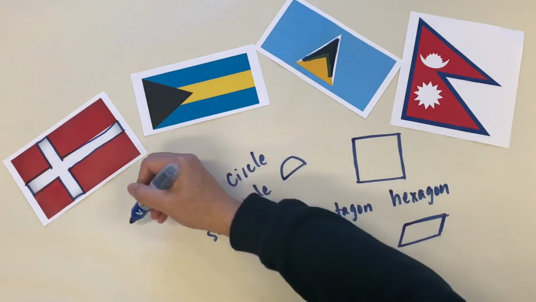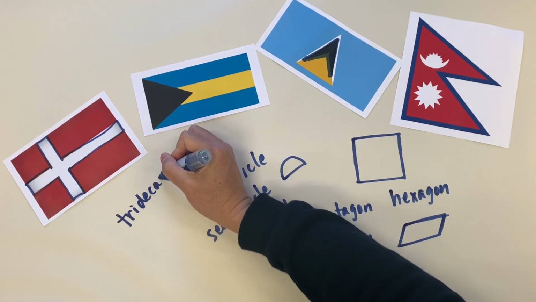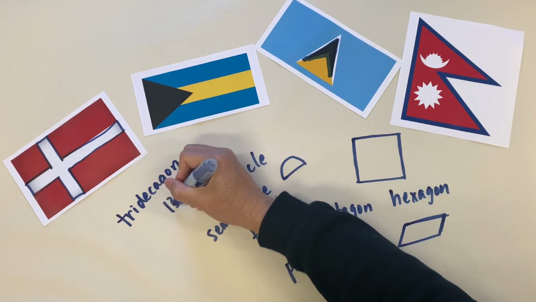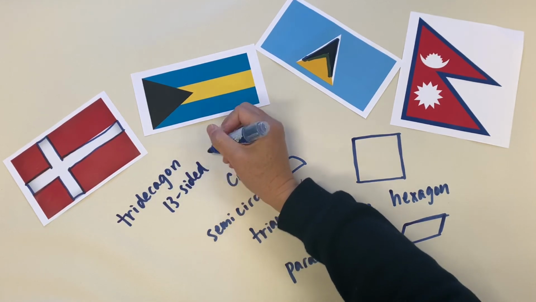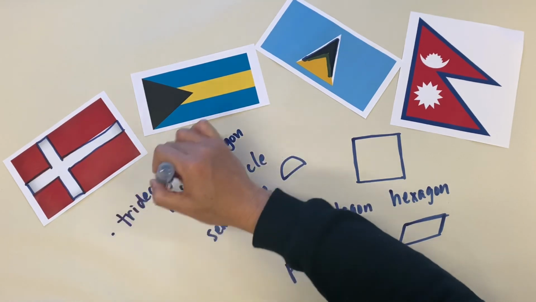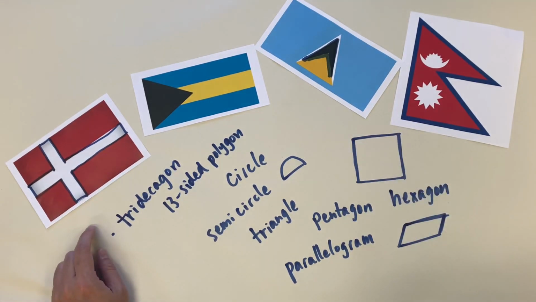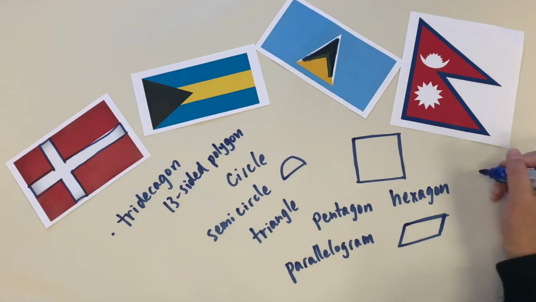I wonder if you can find a tridecagon. This is a 13-sided polygon. I'm giving this to you because I know there is one or two. Or see if you can find different shapes using country flags. See if you can Google some of the flags and find different shapes. Good luck.